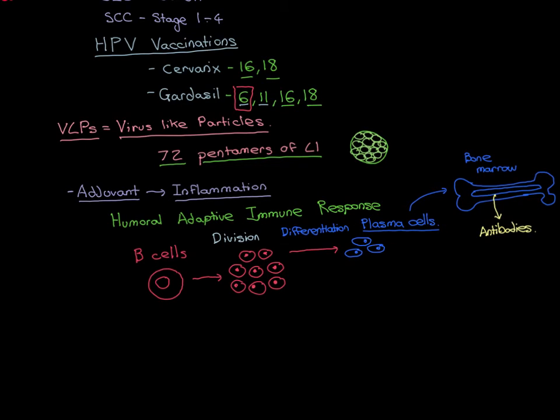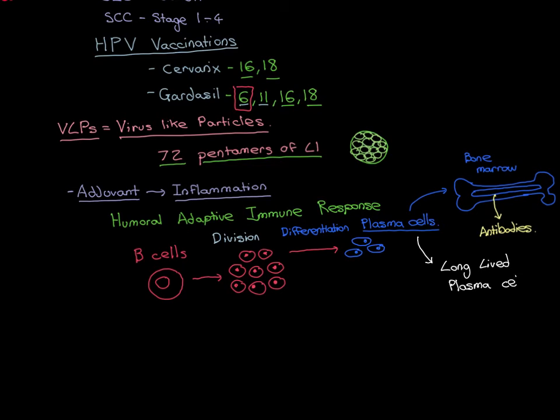Now, a lot of the plasma cells that you produce in a humoral adaptive immune response do not live that long. They might live a month maybe, and then they'll die and be removed. However, some plasma cells live for an incredibly long time and can produce antibodies for years and years and years, going on decades after the initial vaccination. These are called long-lived plasma cells. And these are the ones that are really important for giving us long-term protection against HPV infection.